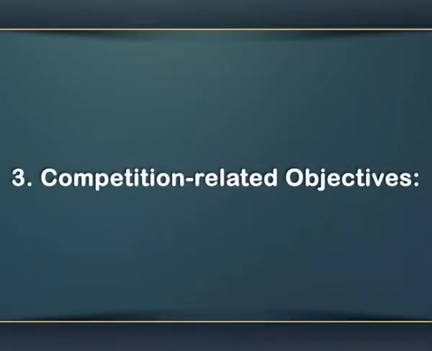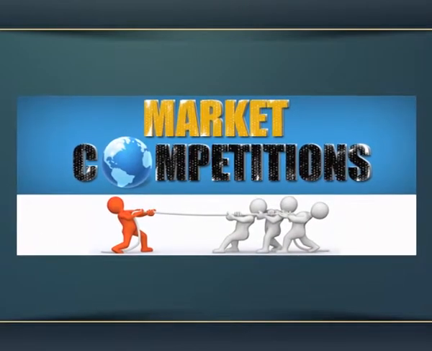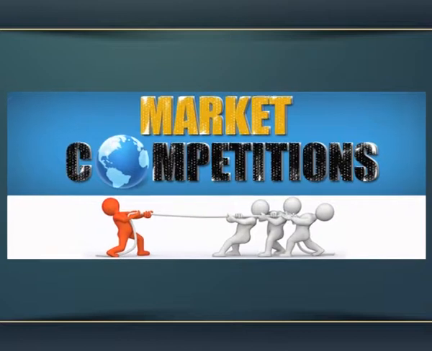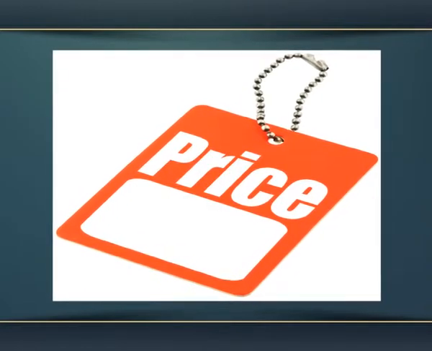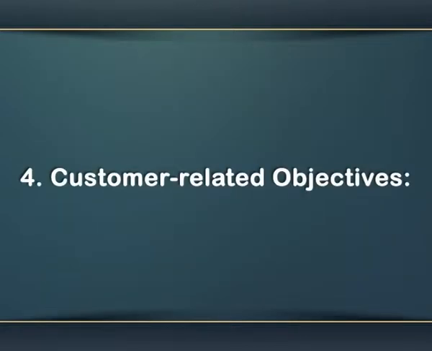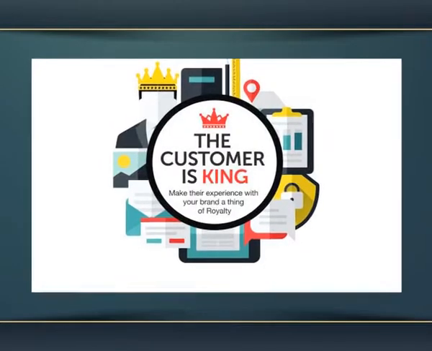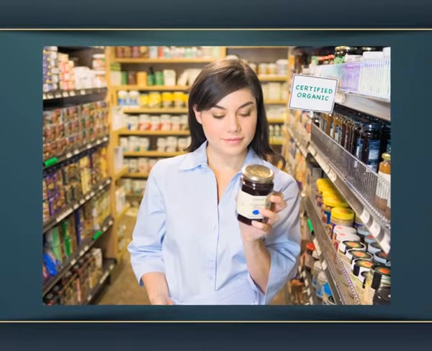Third, competition related objectives. Competition is a powerful factor which affects marketing program of a company. Price can be used as a weapon to face the competition or eliminate it. Fourth, customer related objectives. Customers are the king of the market. Thus, pricing of a company should be such which satisfies and wins the confidence of the customers.